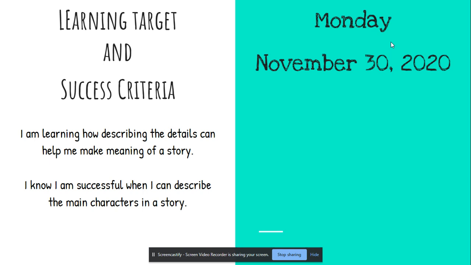Before we can start our lesson, we need to go over our learning target and success criteria. Today, your learning target is: I am learning how describing the details can help me make meaning of a story. I know I am successful when I can describe the main characters in a story. So we're going to be paying close attention to all of those details and then describing the main character.